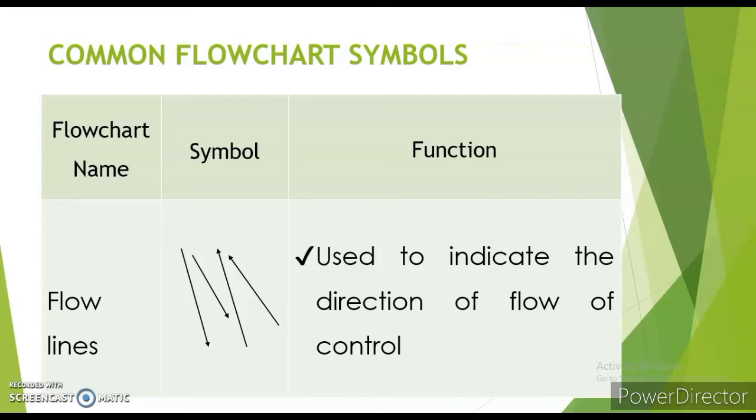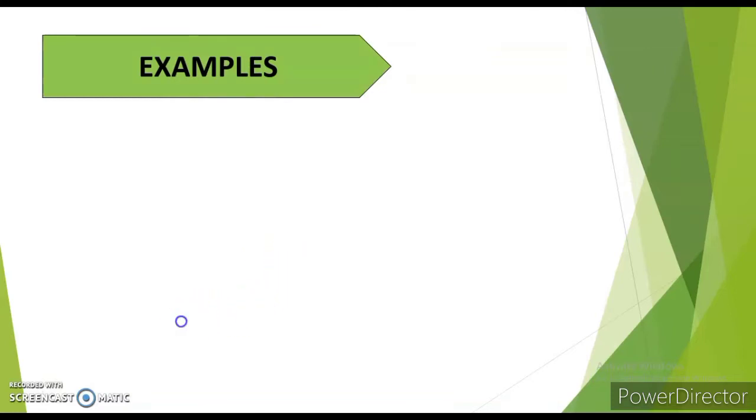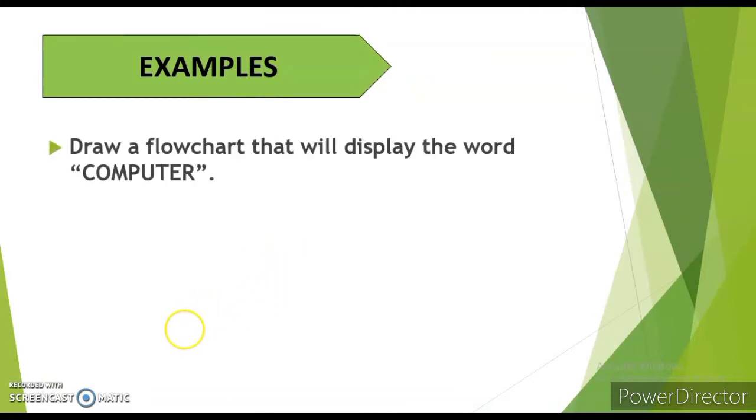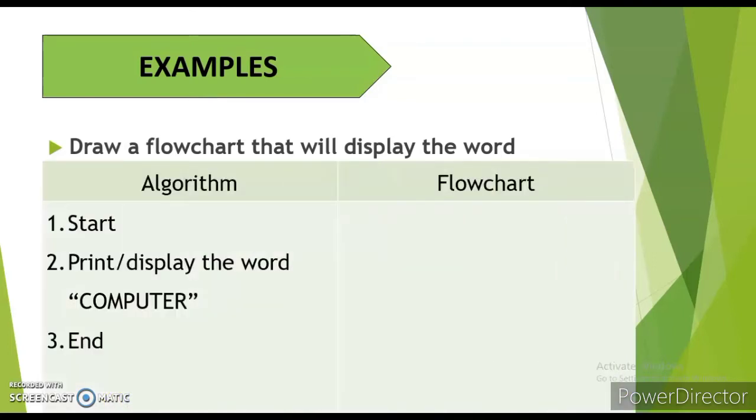For the first example, let's draw a flowchart that will display the word computer. First, we're going to write the algorithm of this statement. First step, start. Second step, print, display the word computer. Then the last step is the end.